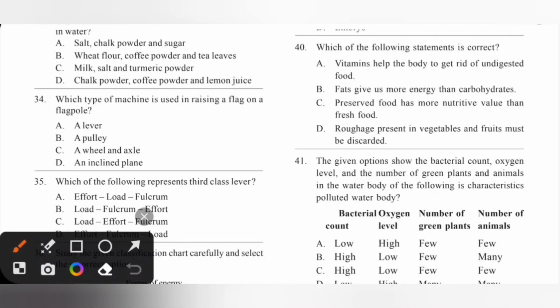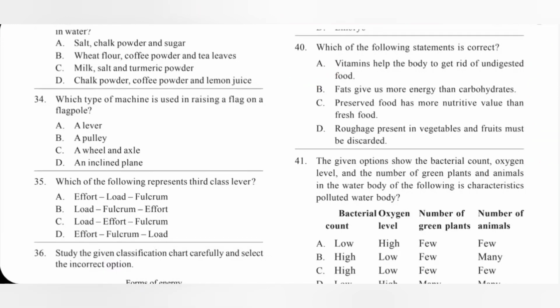Option A, vitamins help the body to get rid of undigested food. It is incorrect. Roughage helps the body to get rid of undigested food. B, fats give us more energy than carbohydrate. It is the correct statement. C, preserved food has more nutritive value than fresh food. It is incorrect because fresh food has more nutritive value than preserved food. D, roughage present in vegetables and fruits must be discarded. It is also incorrect because roughage present in vegetables and fruit must not be discarded. So option B is the correct answer.